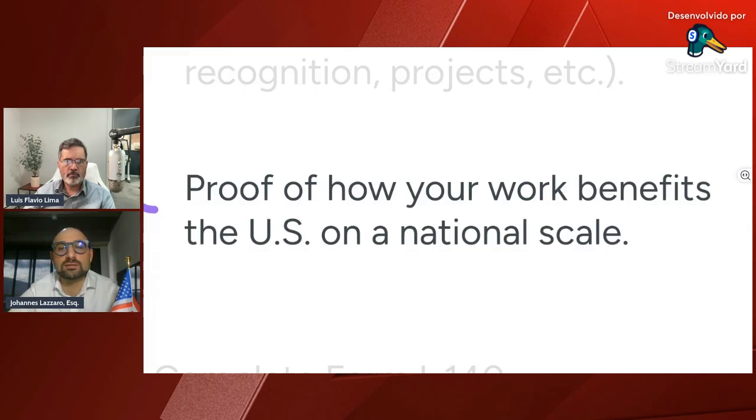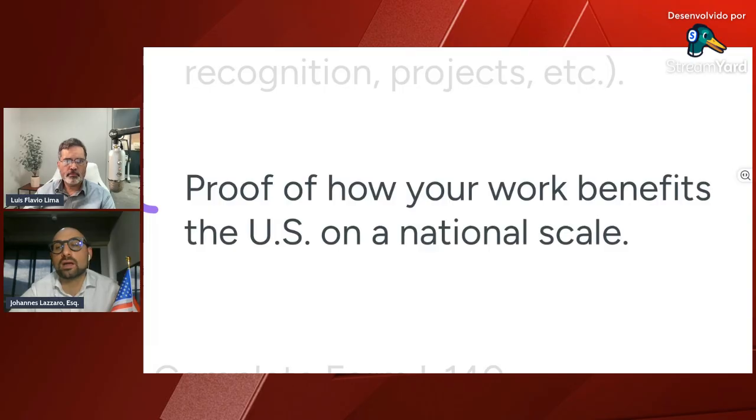So obviously, this needs to be adjusted to your specific endeavor, right? And it needs to make sense. But for instance, even if you work in a field that you don't believe necessarily being of national importance, it can acquire that characteristic by providing those services on a nationwide scale.